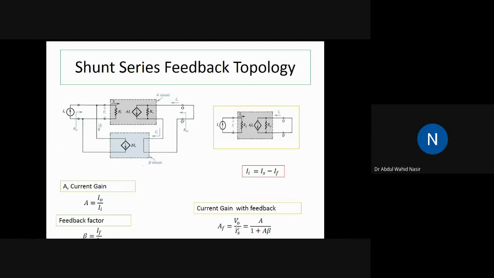And the current gain with feedback will be AF. I think this equation is wrong actually. AF should be equal to I naught by IS. Here instead of V naught it should be I naught, so make the change. I naught by IS is equal to A by 1 plus A beta. Clear?